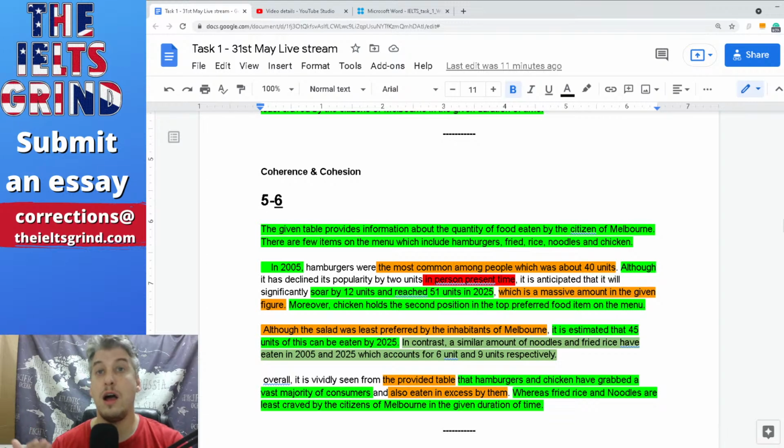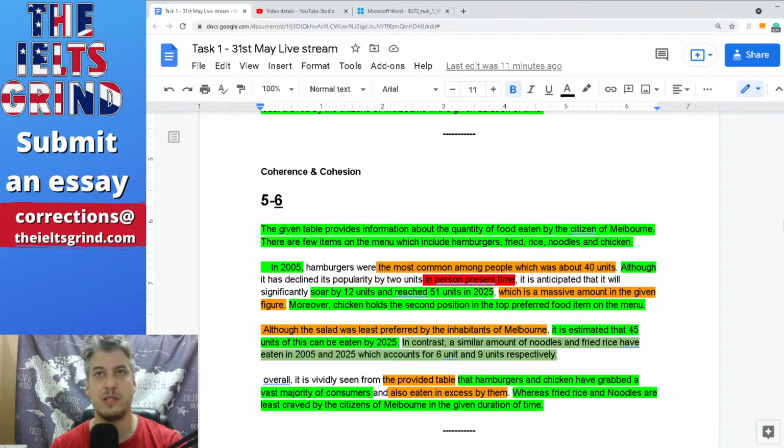Moving on, the good thing that Nazrin does in body paragraph 1 is the first phrase, "in 2005." This is really good. It makes it very clear what we're talking about. It's the first column of the table. That's excellent. The rest of the sentence could be improved. "So in 2005, hamburgers were the most common among people, which was about 40 units."